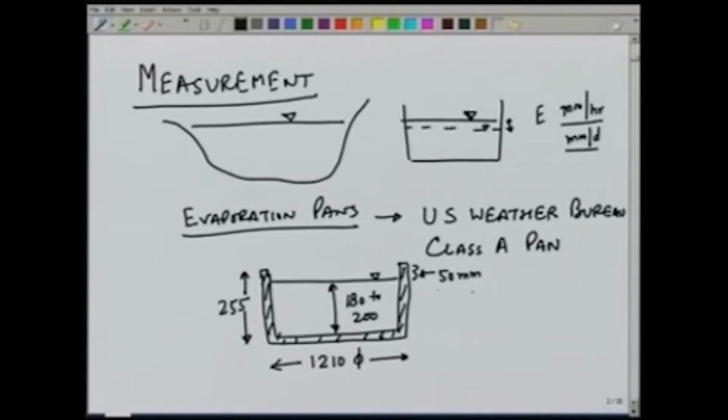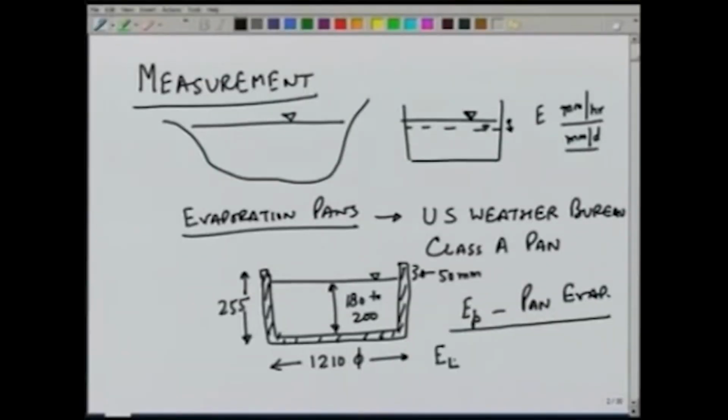The evaporation depth is measured and we call that pan evaporation EP. The lake evaporation or the evaporation from a nearby water body will not be equal to the pan evaporation, and therefore we write the lake evaporation as some fraction multiplied by the pan evaporation.